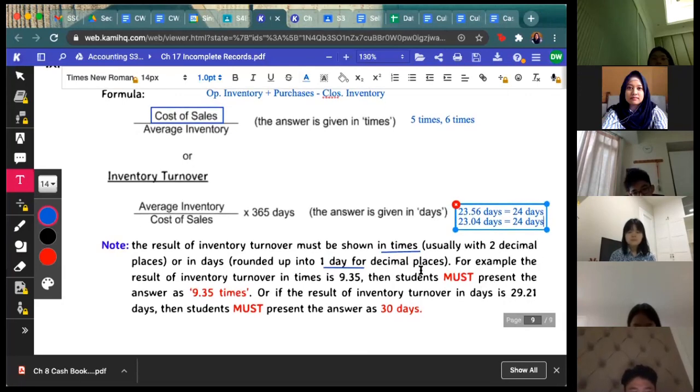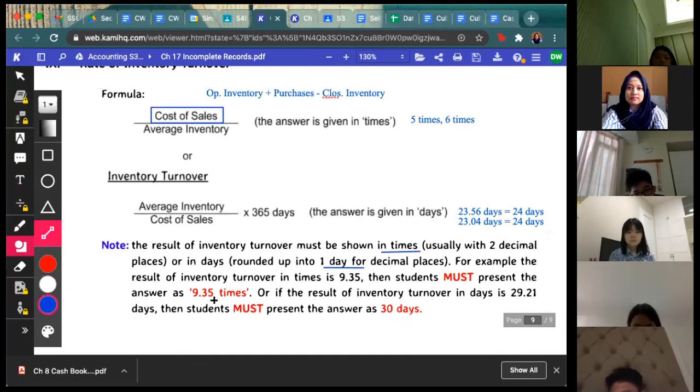Now, next, for example, the result of inventory turnover in times is 9.35. Then the student must present the answer as 9.35 times, with the word times. Do not just put 9.35. Or if the result of inventory turnover in days is 29.21, you must present the answer as 30 days, rounded up.